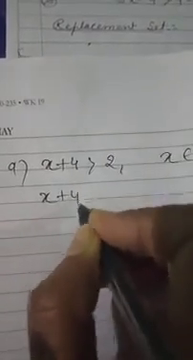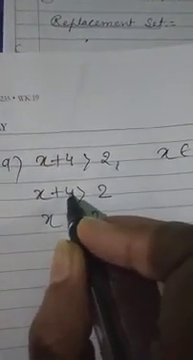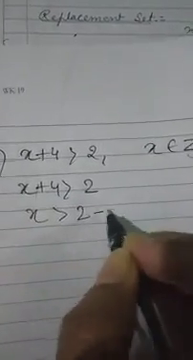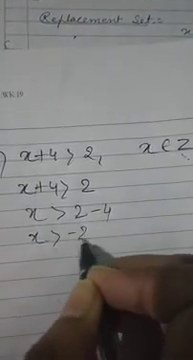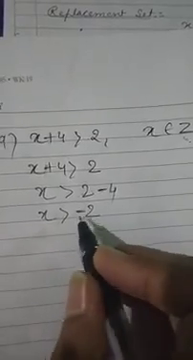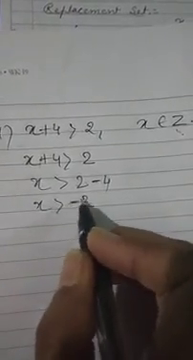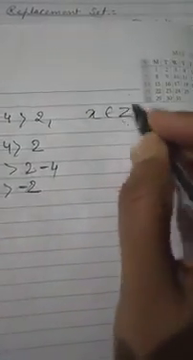Let's see. x + 4 > 2 means x > 2 - 4. This 4 is in plus, so when it comes to this side, it will become minus. 2 minus 4 will be equal to minus 2, because 4 is greater than 2, so we will give the negative sign only. So x > -2.